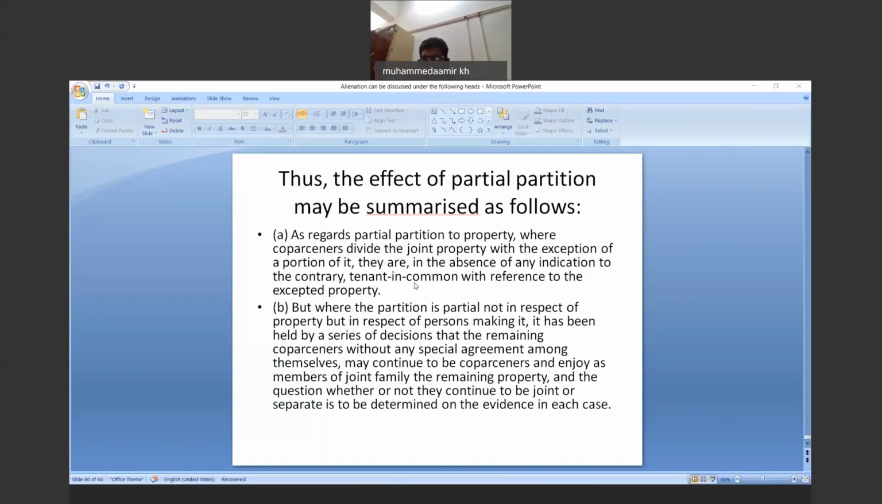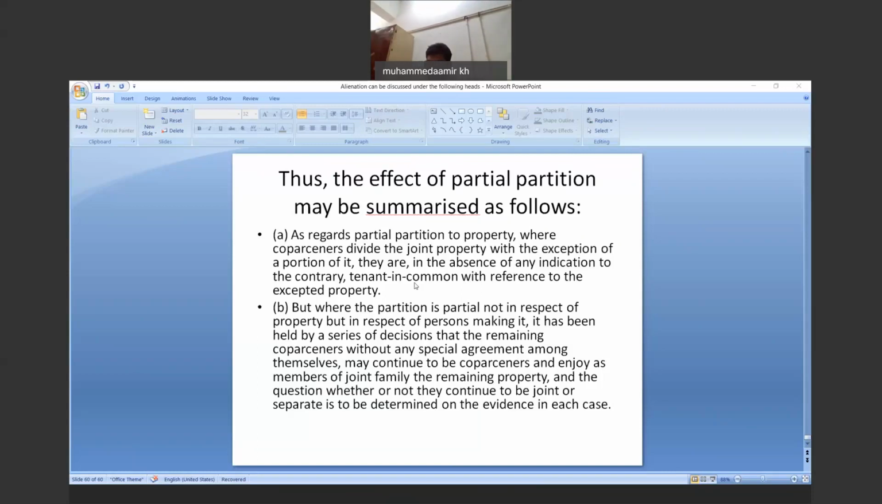So the partition has its own effects, and we have discussed them at length in lecture number 32 itself, where we saw the physical partition and how it takes place. The names of the shares and the date of the severance of status are the important elements which constitute the facts, as is the moment the intention was communicated. So in short, partition by metes and bounds means the physical division of joint family property. So this completes the concept of partition.